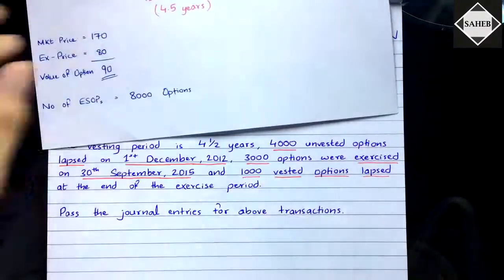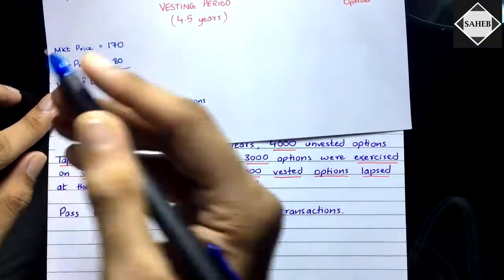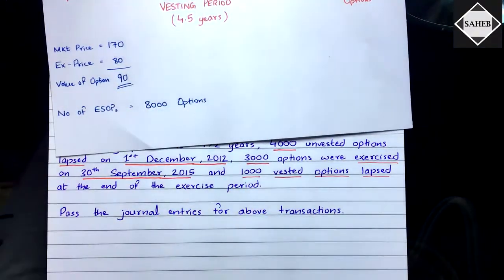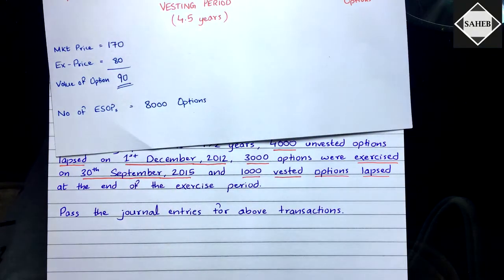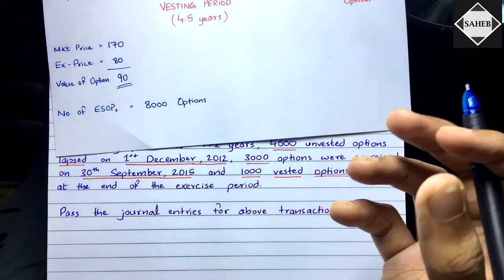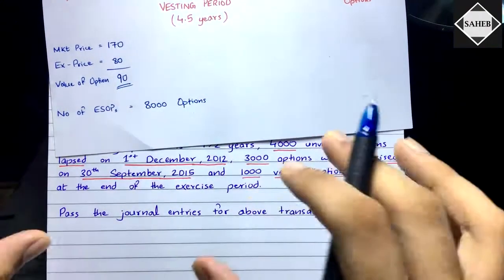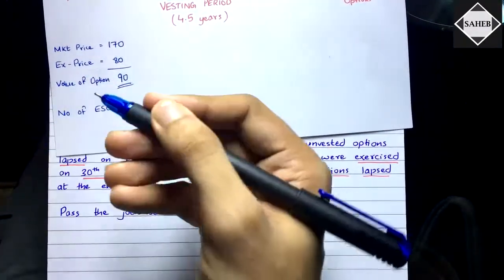So how do you do that? Simple. See here, market price 170 is given, and the exercise price is the price at which ESOPs are offered. Just subtract those two and you will get the value of option, the discount that is being offered by the company to the employees to make the ESOP attractive. Otherwise, why would the employees go for ESOP? They will not. So to motivate them and make the ESOPs attractive, they give huge discounts, and in this chapter we technically call that the value of option. You have to calculate the value of option if it is not given.